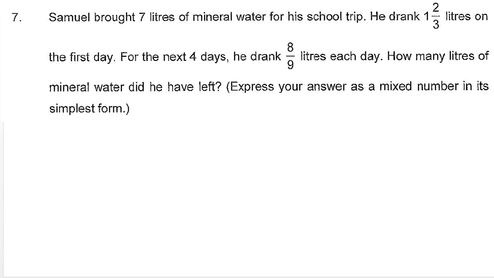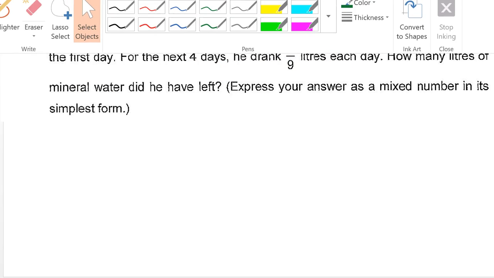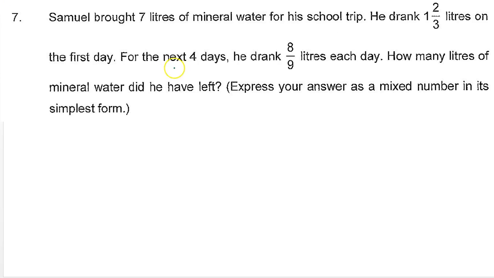Question 7. You have this boy who brought 7 liters of mineral water for the trip. And he drank 1 whole 2/3 liters on the first day. For the next 4 days, he's going to drink 8/9 liters each day. Now I'm going to stop here, because looking at this sentence, I know there is something that I can solve.